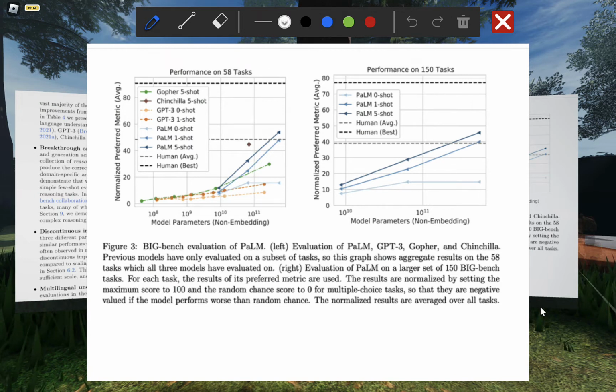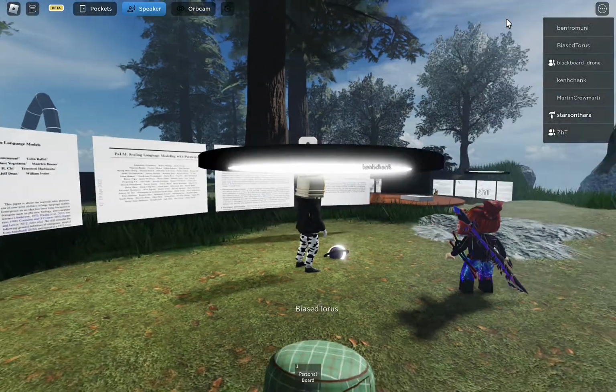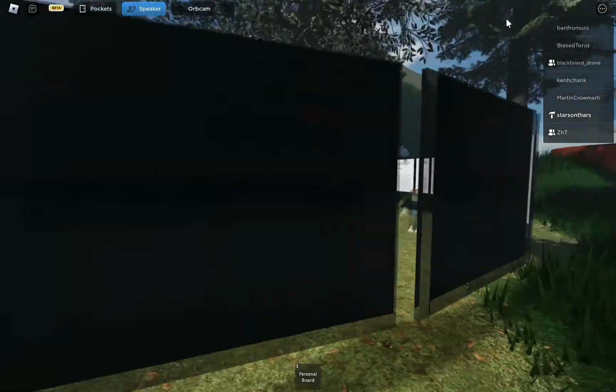And some of these tasks really are quite interesting. So some of them are data sets of mathematics problems at high school and also undergraduate level. And I'll show you some examples in a moment, hopefully.